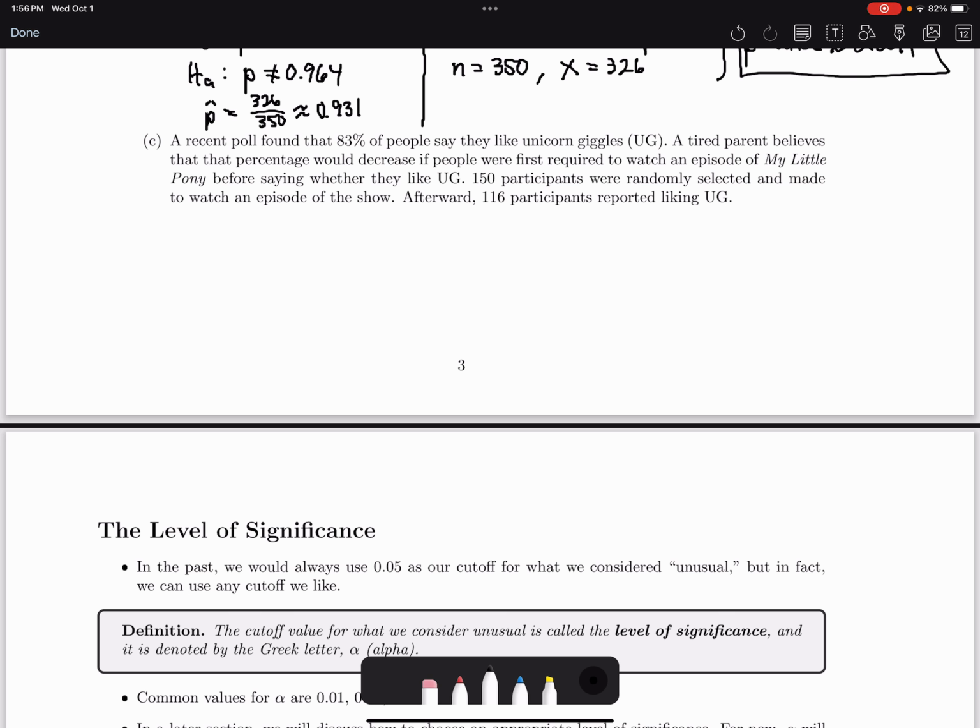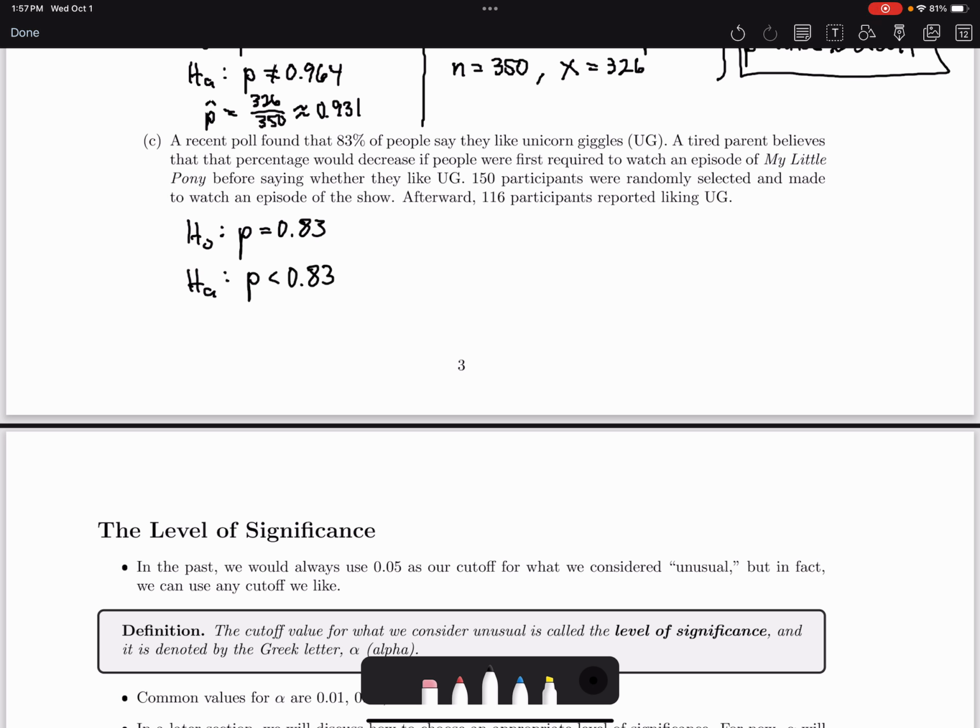Okay, here's my solution. So a recent poll found 83% of people say they like unicorn giggles. We tested 150 participants and made them watch My Little Pony first. And only 116 of them said they liked unicorn giggles. So does that represent a significant decrease? Well, the null hypothesis would be no. No, it's the same, right? Same. p equals 0.83. The alternative is that, yes, there was a decrease, right? There was a significant decrease.